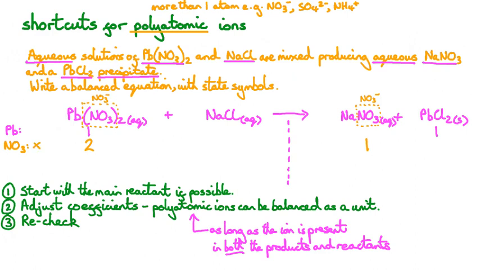Next, let's finish counting the rest of our elements. We can see that our sodium atoms are balanced, but our chlorine atoms are not. So here we have 2 elements which need to become balanced. Let's begin by balancing our nitrate ions. By adding 2 as a coefficient in front of our sodium nitrate, we have balanced our nitrate ions.